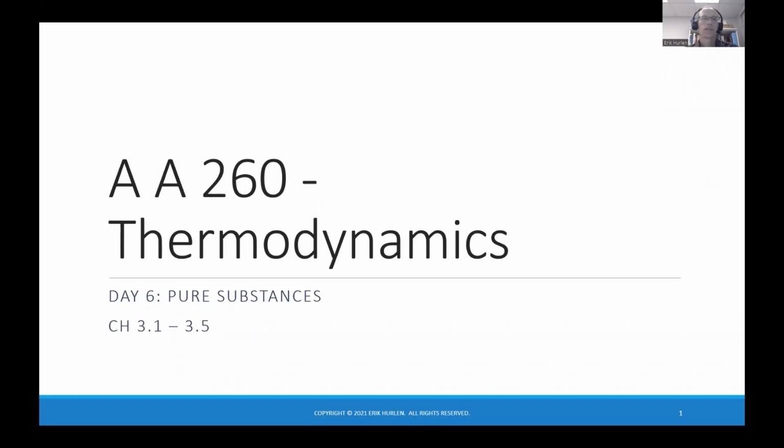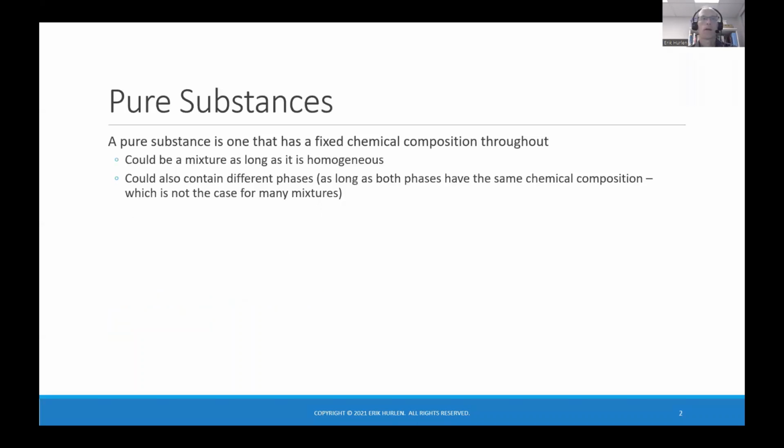Next up, for day 6 of class, we will be dealing with pure substances. A pure substance has a consistent chemical composition. As an example, pure water is made purely out of H2O molecules. There are no impurities of any kind present.